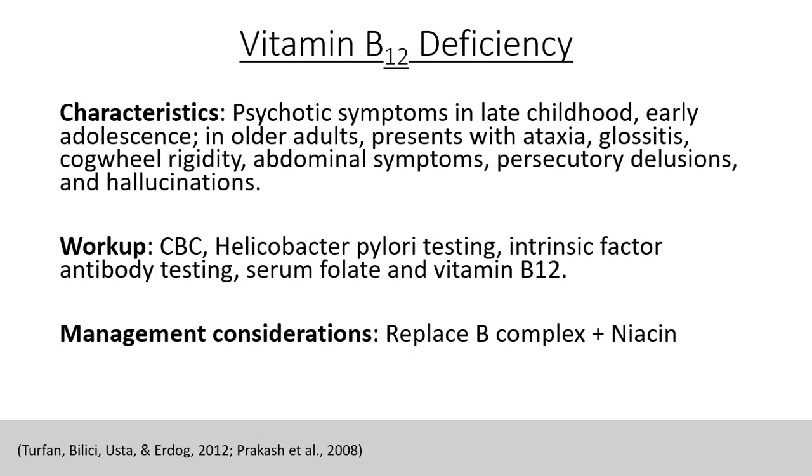B12 deficiency is another consideration. This may be suspected if psychotic symptoms occur in late childhood or early adolescence. In older adults, it presents with ataxia, glossitis, cogwheel rigidity, abdominal symptoms, persecutory delusions, and hallucinations. The workup for this includes a complete blood count, Helicobacter pylori testing, intrinsic factor antibody testing, a serum folate, and vitamin B12 level. Management considerations include replacing B complex with the addition of niacin.